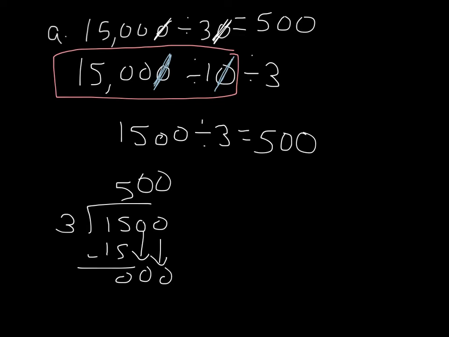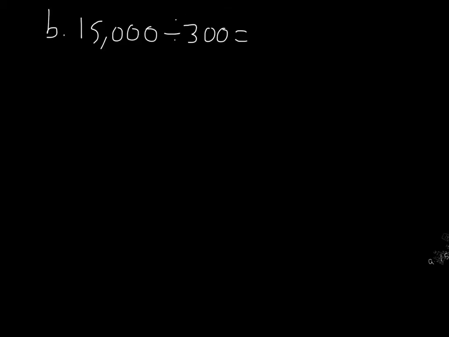Okay, so now what I'd like us to do is take a look at another problem. What if we divided not by 30, but by 300? So here's 15,000 divided by 300. Once again, just like last time, we said you could divide it into 10 equal groups and then 3 equal groups. On this problem, we can divide into 100 equal groups and then 3 equal groups. Or in other words, I could go ahead and take this 15,000 and divide it by 100.